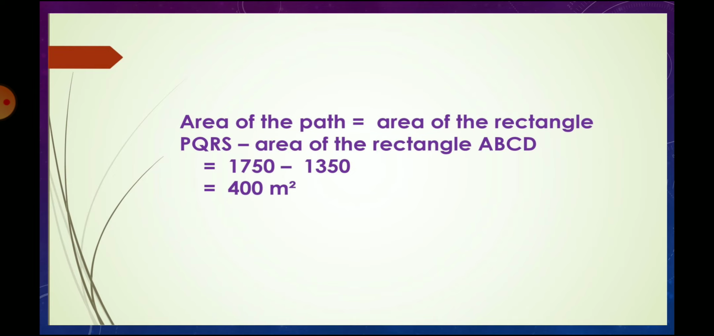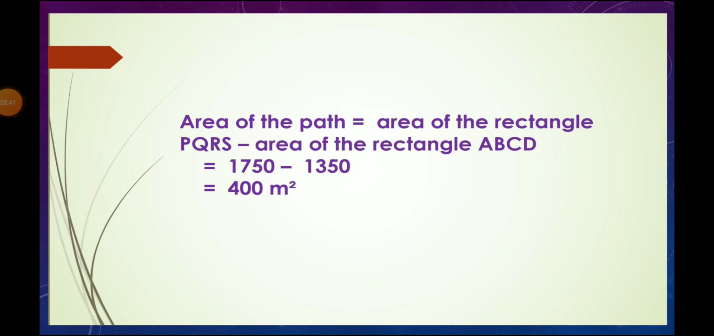Okay, so then the area of the path is the area of the rectangle PQRS minus the area of the rectangle ABCD, because if we find the area of the larger rectangle and the smaller rectangle, and want to find the area of the path, we should subtract the values of the areas. Okay, so the larger rectangle 1750 minus the smaller rectangle 1350, so we can get 400 meter square.